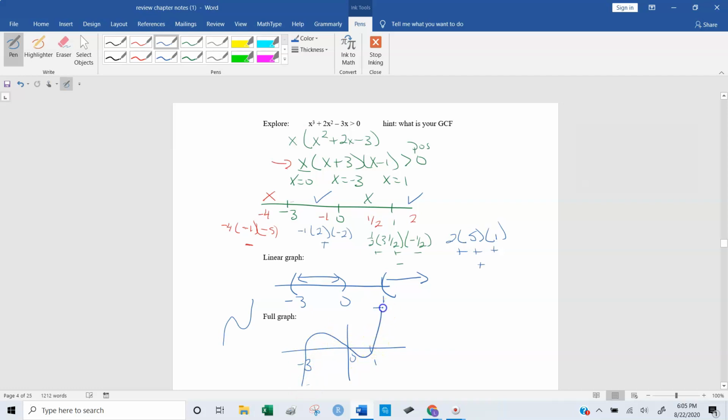Oh, I should have made that dashed. I don't think I can do that on this program. Oh well, pretend that's dashed for me. Okay, and I know it's good from -3 to 0, so this section is good, which makes sense. Then this section is good. So it's like the bottom of the curve that works.